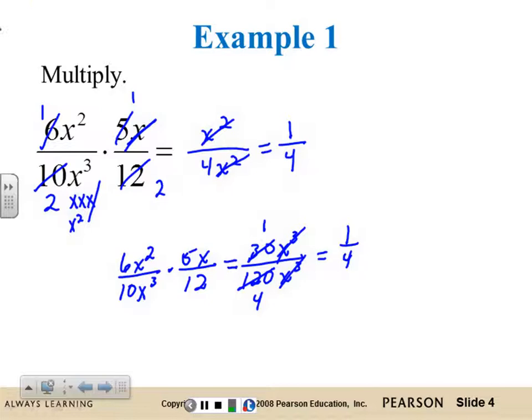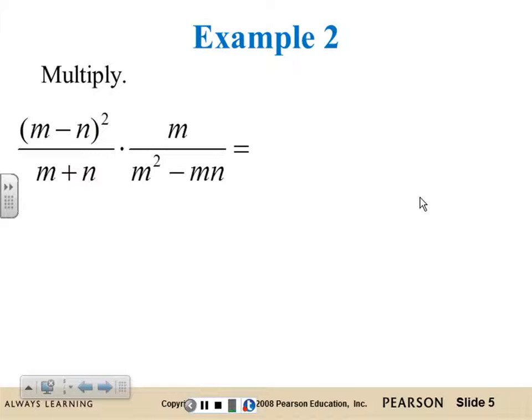So it doesn't matter if you reduce within the problem like I did here, or if you multiply the tops, multiply the bottoms, and then reduce. But this only works if you have all monomials. If you have all monomials, you can do this. Look here, I don't have all monomials. I have one right here, and I even have a factor here that's prime. But I do not have all monomials.